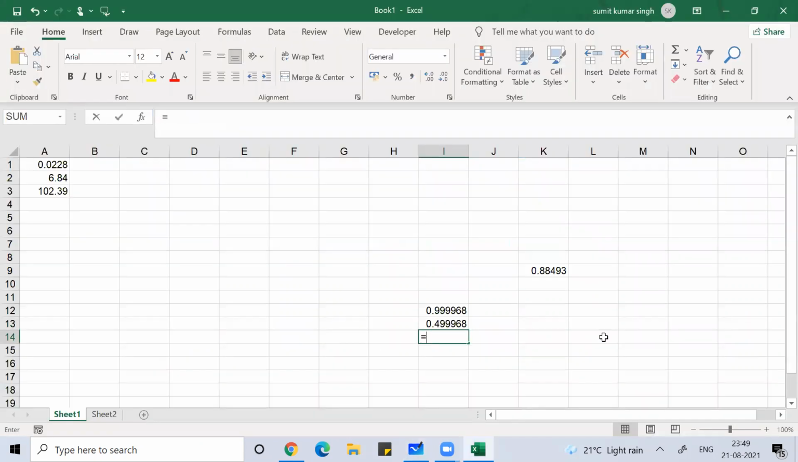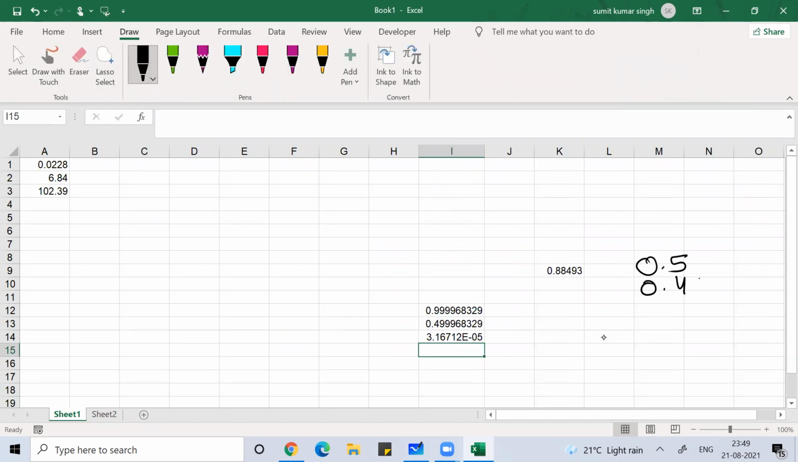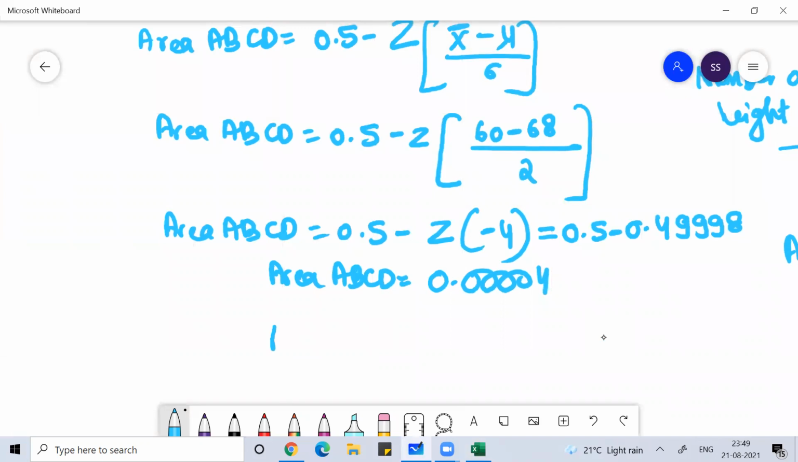So the area of ABCD is equal to 0.5 minus this value, okay, 0.5 minus 0.4999 something. If I write 1, 2, 3, 4, this is 0.40004. So the number, if I want, this is 300 into 0.40004. It does not make any sense.